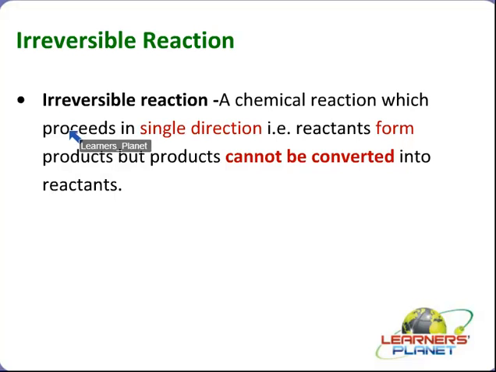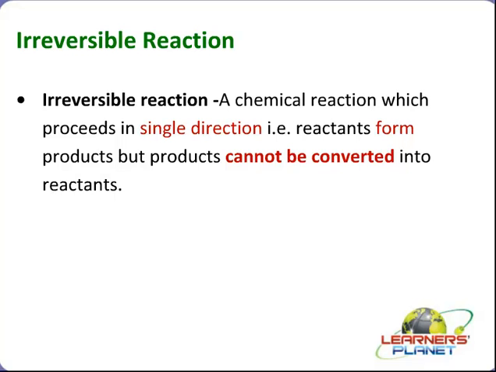Now students, you must have seen certain reactions which proceed in a single direction. We know that in a chemical reaction the reactants combine and form what? Products. So an irreversible reaction is a chemical reaction which proceeds in a single direction. What do you mean by single direction? That is, reactants form products, but products cannot be converted into reactants.